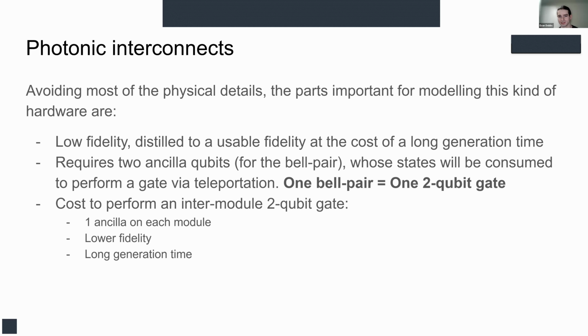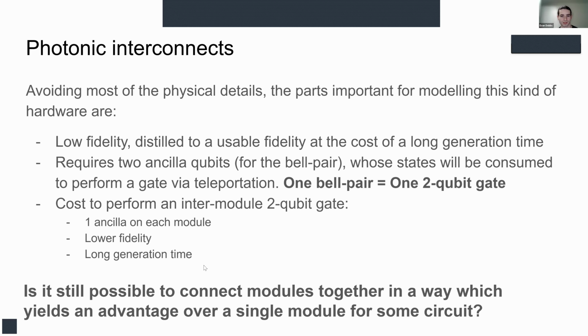So for a single 2 qubit gate between two modules, this comes at the cost of an ancilla qubit on both modules. So 2 extra qubits already, decreased fidelities, and increased runtime. So clearly we need to manage this. And an open question is: is it still possible to set up these interconnects in such a way that we keep an advantage over just using a single monolithic module?